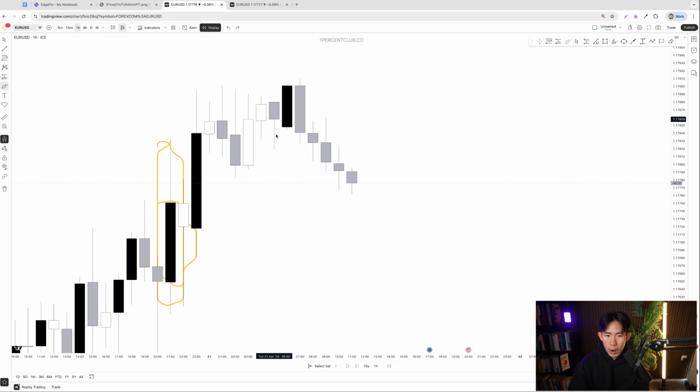And then we also got a bearish candle, right? So let's take a look at this one right here. You can see this bearish candlestick has a big, strong body, right?